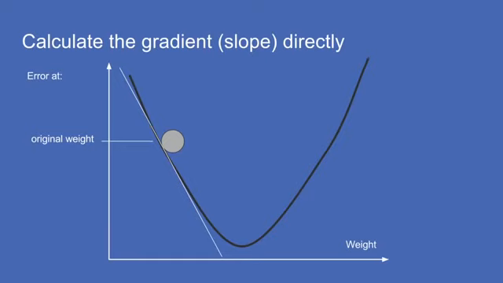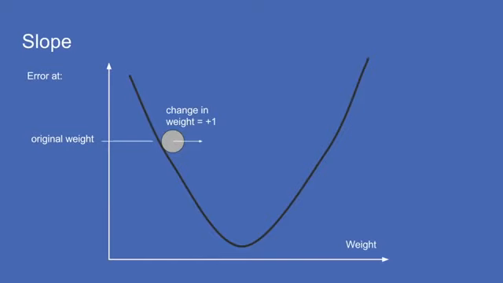Luckily, there was an insight that lets us do this in a very reasonable time. And that's that if we're careful about how we design our neural network, we can calculate the slope directly, the gradient. We can figure out the direction that we need to adjust the weight without going all the way back through our neural network and recalculating.